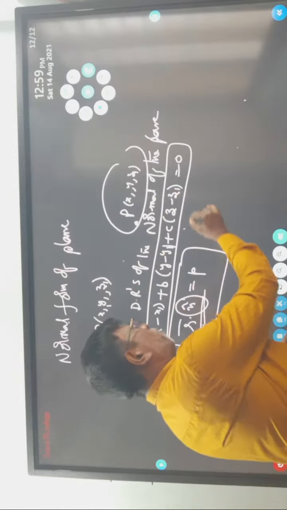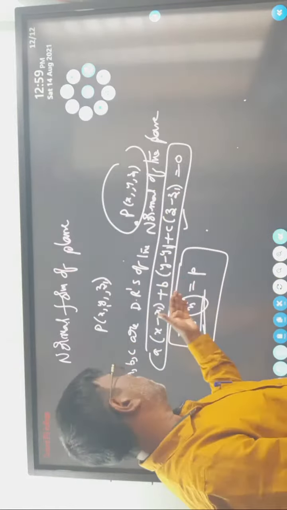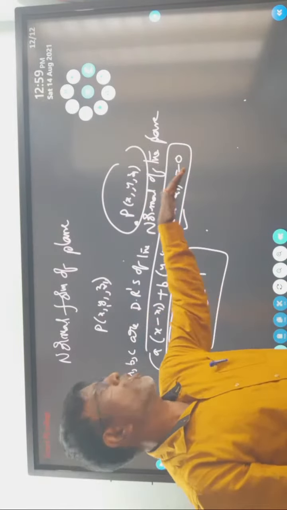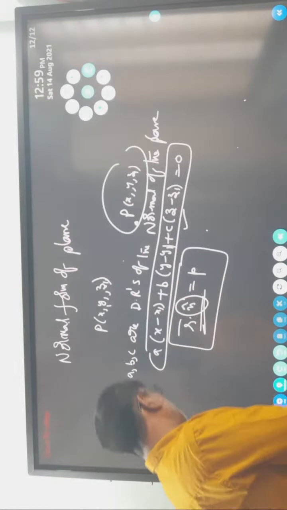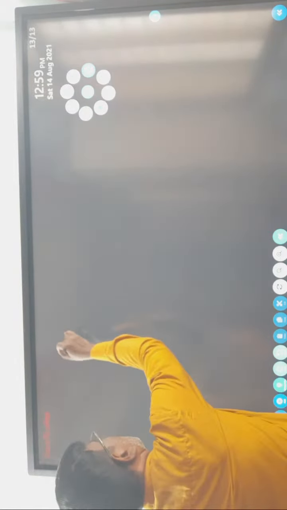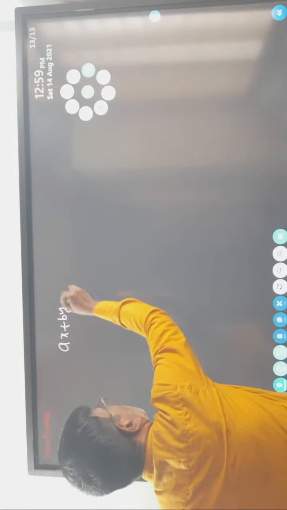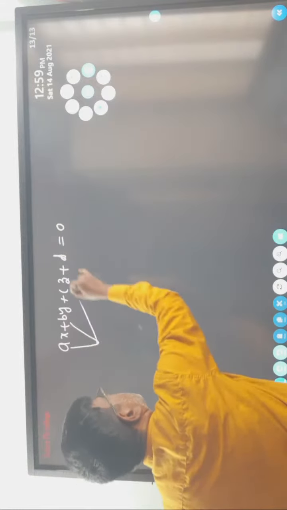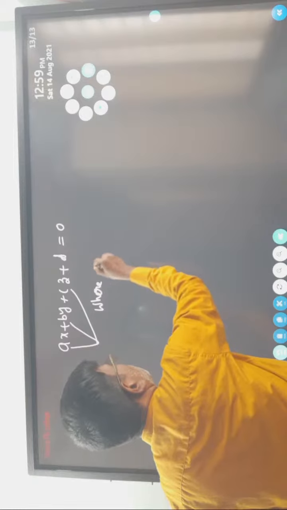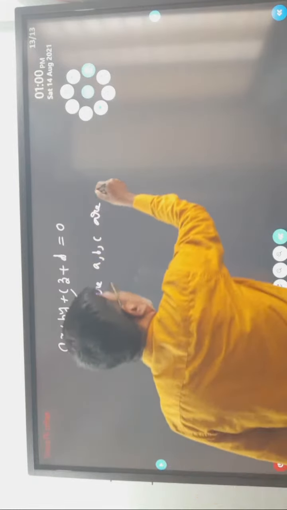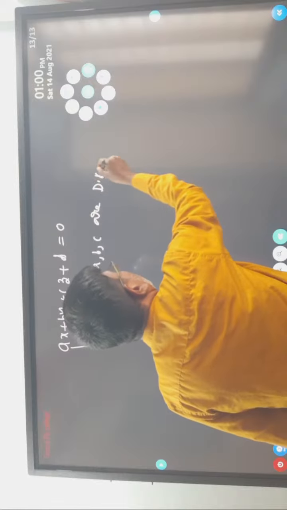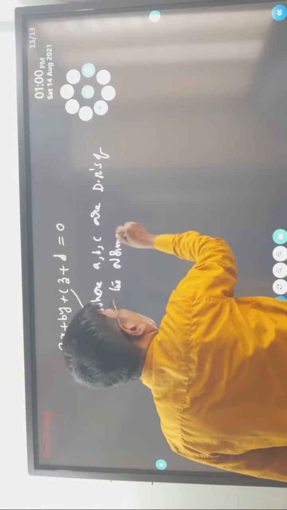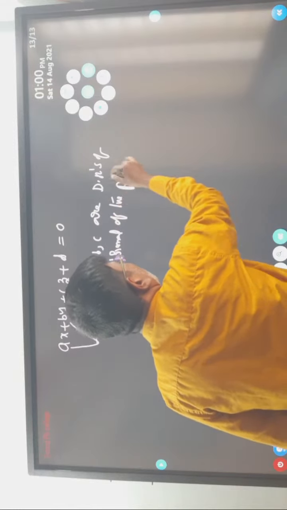So the equation of the plane is a(x minus x1) plus b(y minus y1) plus c(z minus z1). This is the equation of the plane in general form. Generally, we can take the equation of the plane as ax plus by plus cz plus d equals 0, where a, b, c are the DRs of the normal of the plane. Remember this. This is the normal of the plane. This is a very important concept.